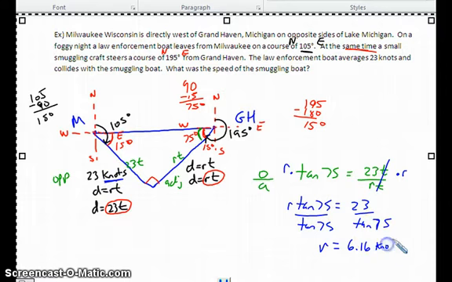So you may ask yourself, does that speed seem correct? Well, if my law enforcement boat is traveling at 23 knots, what I do know, if I'm a smuggling craft, is that I'm probably not trying to be spotted or be heard, so I'm probably going to be traveling at a much, much smaller rate of speed, because I don't want to rev the motor and let anybody know that I'm out there smuggling whatever it is I'm smuggling. So it makes sense that the speed is much less than what the law enforcement boat was. And so that would be how you solve this problem.